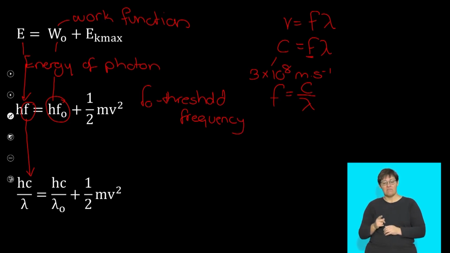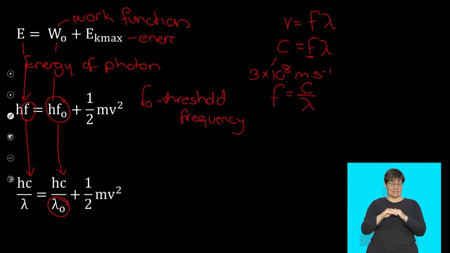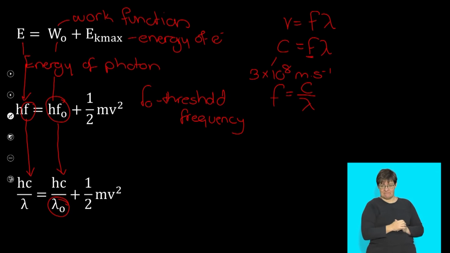If we know the threshold frequency, it's the same as our threshold wavelength. So it's all the same thing. EK max, this is the energy that the electrons will have when they leave, if they have more, if the E is bigger than W0. But how do we calculate E?